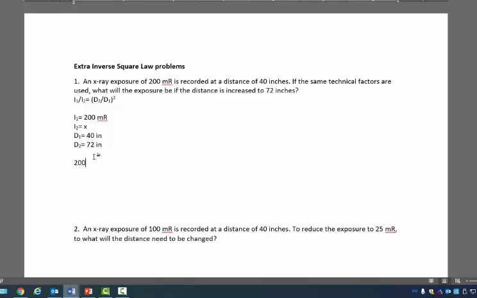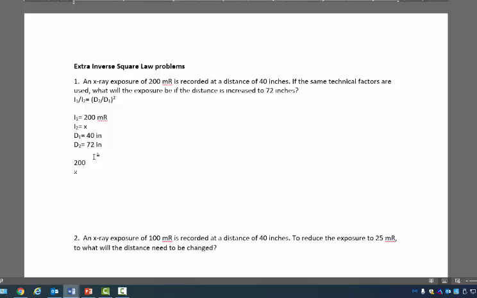So it's going to be 200 over X. Might not be perfect since I'm doing it on the computer. Equals, we put 72 at the top because we put the second distance at the top. A lot of people miss this step and they accidentally put the first distance on top. 40 squared.